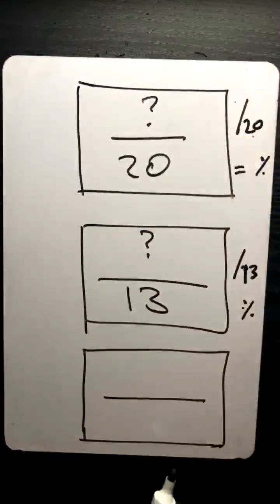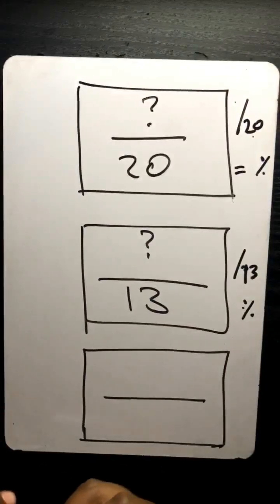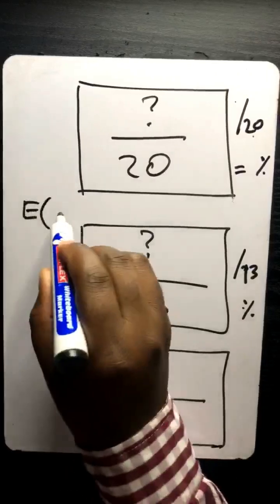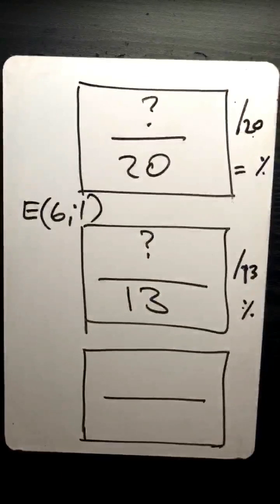Let's see, the code for today. What will be the code? I think you can just use the coordinates of E being 6 and 1. Yeah, let's maybe just comment that as the code for today.